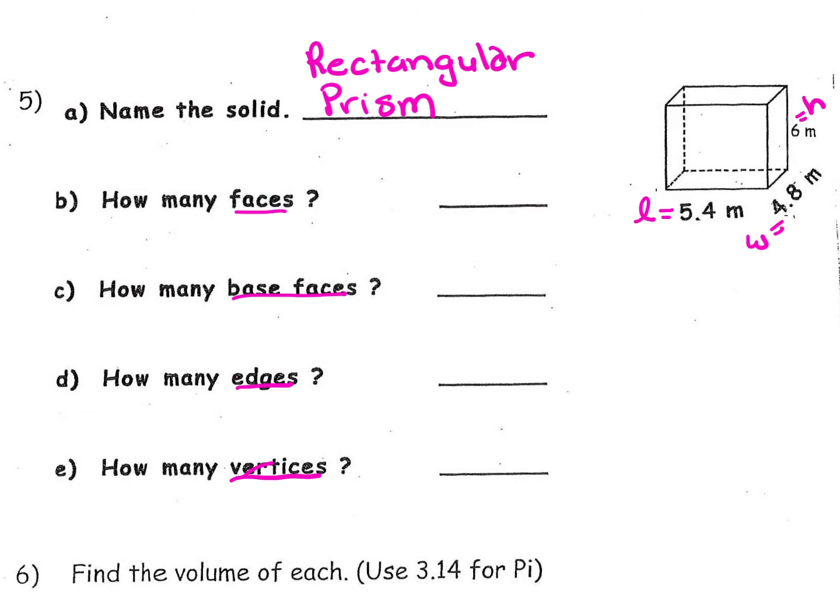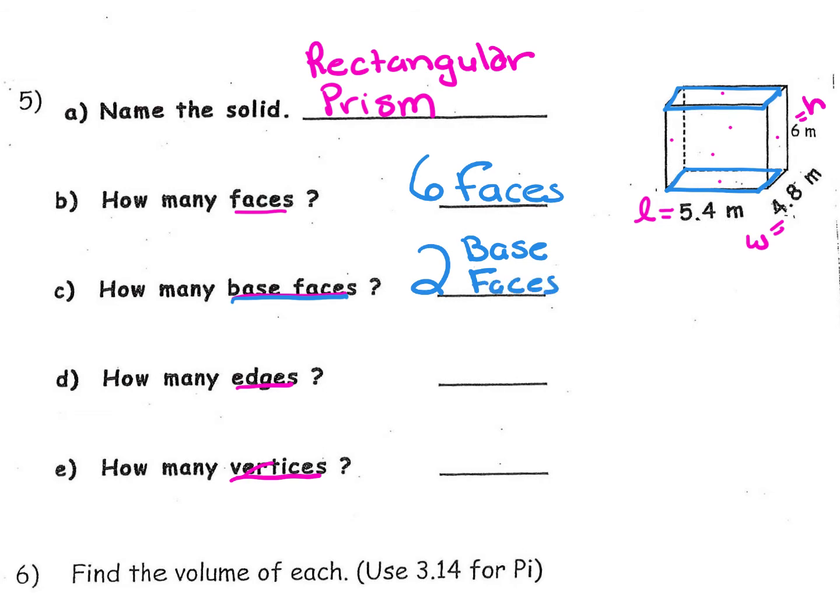If we're talking about letter B, the faces, we have the top and the bottom, the left side and the right side, the front and the back. So as you can see, we have 6 faces. As far as base faces go, please darken the bottom and the top. We have 2 base faces in this prism.